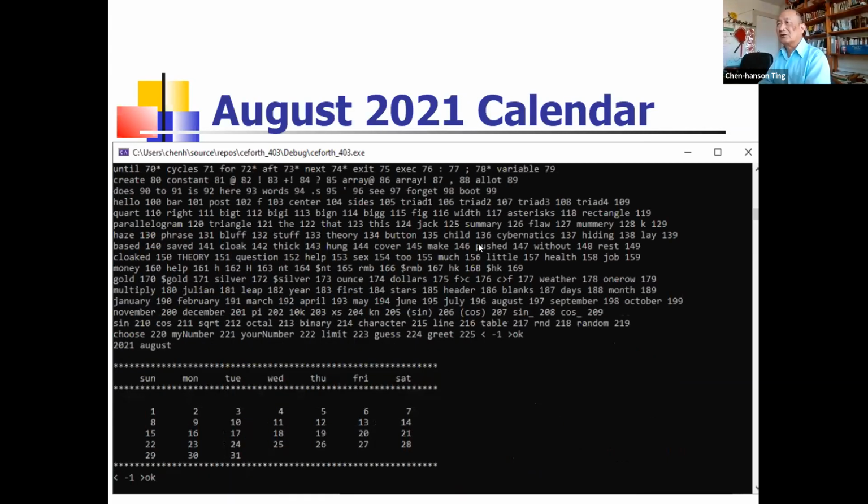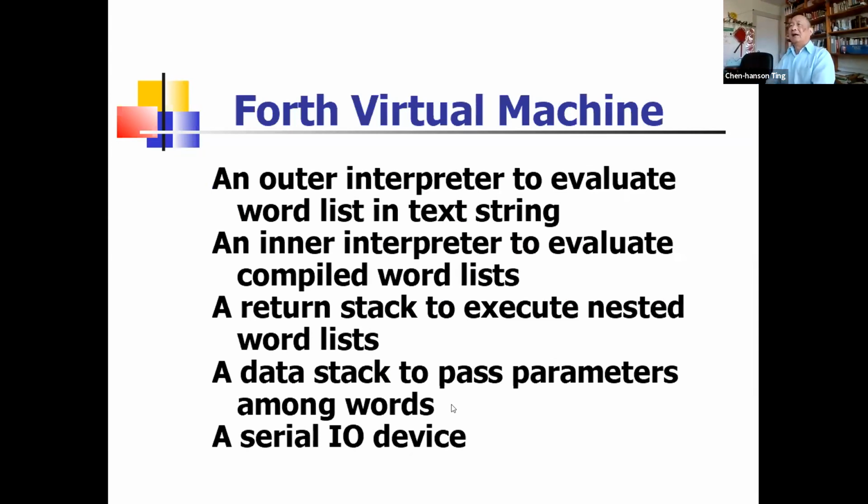And I show you the calendar of May 2021. Why not show the calendar of this month? So I type in 2021 August, and I got the calendar of August. And we are at the 14th, Saturday. So this thing worked, and I'm very happy with that.